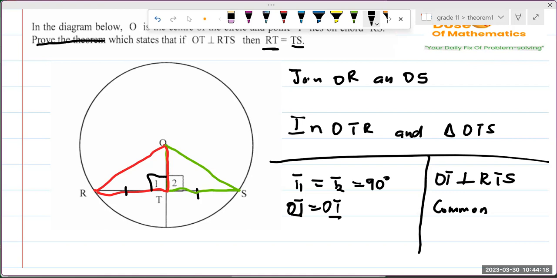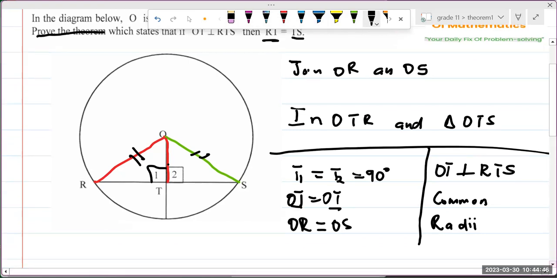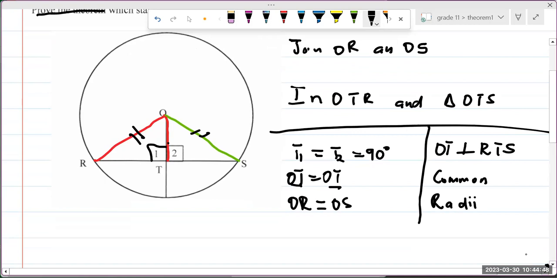We still good then. Now, what else can we say? This is not there, by the way. That's what we are trying to prove. From here onwards, we can say this here is a radius, and this one here is also a radius. Meaning OR is going to be equal to OS. Why are we saying that? Because we have equal radii. Are we still together? Yes.